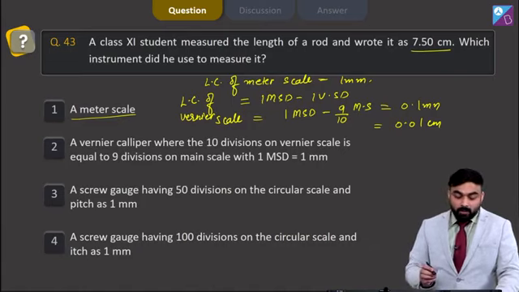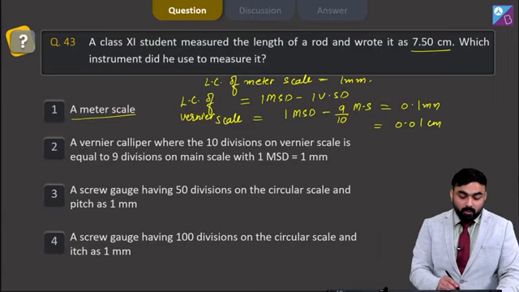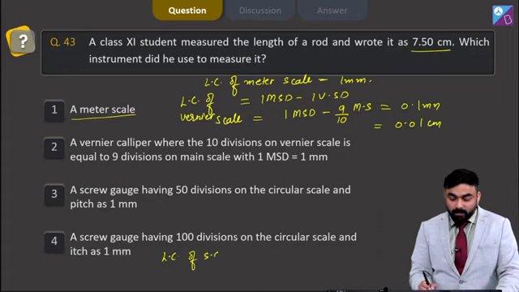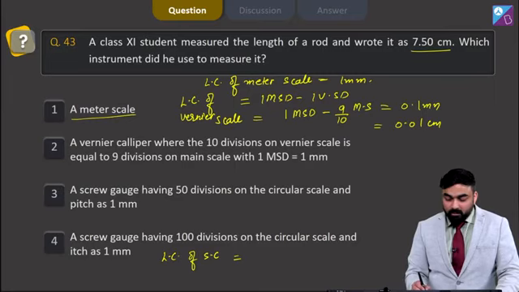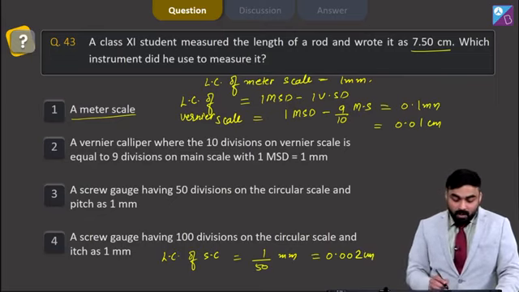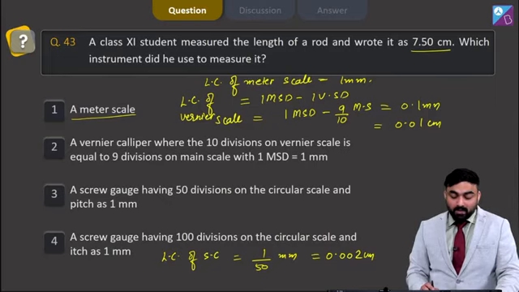Clear? Now, if we move on to option number 3, which says the student used a screw gauge having 50 divisions on the circular scale and pitch as 1 mm. So, least count of screw gauge according to option 3 can be calculated by 1 over 50 mm because it has 50 divisions in the circular scale. So, least count would be 0.002 centimeter here.